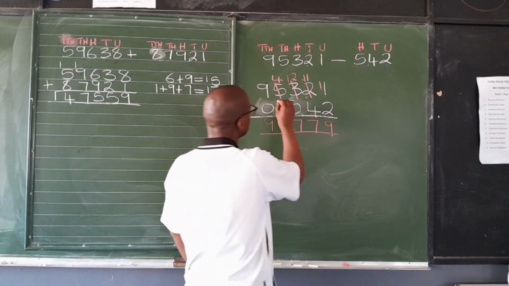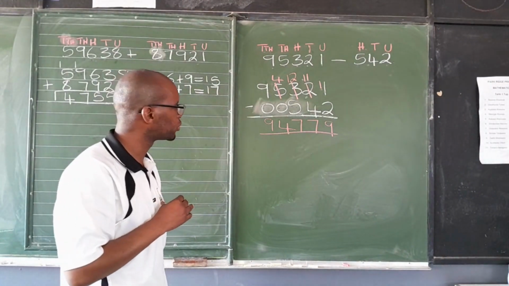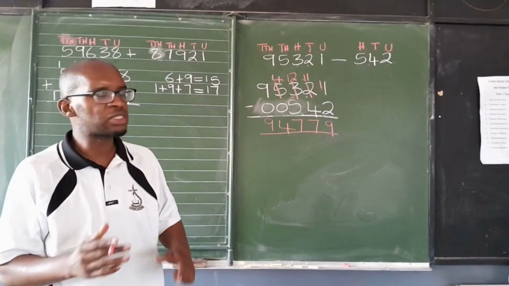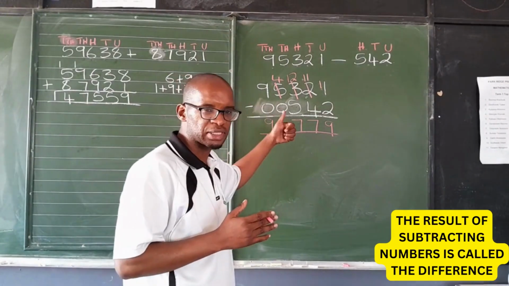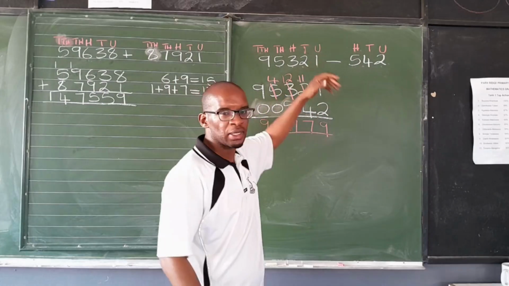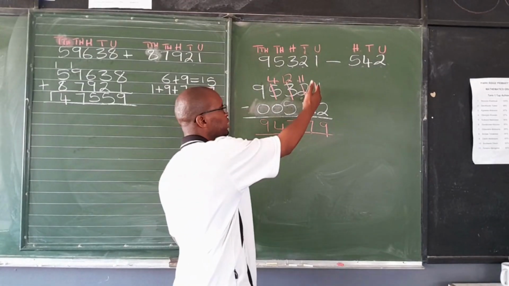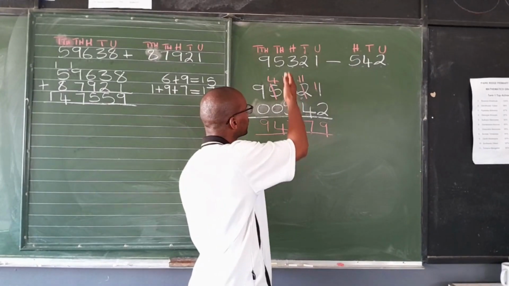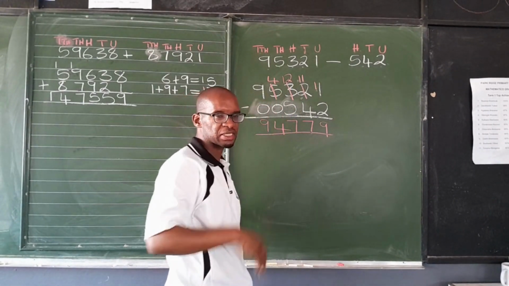So that means 95,321 minus 542 gives us 94,779. So it is very important that before you start with your calculation, you write the numbers underneath the correct place value. Now, to further explain the concept of borrowing, remember here we said the 1 represents units, the 2 represents tens, the 3 represents hundreds, the 5 represents thousands, and the 9 represents 10,000s.